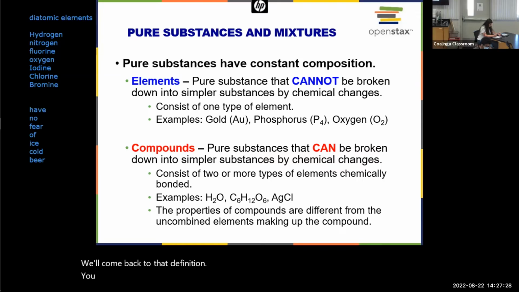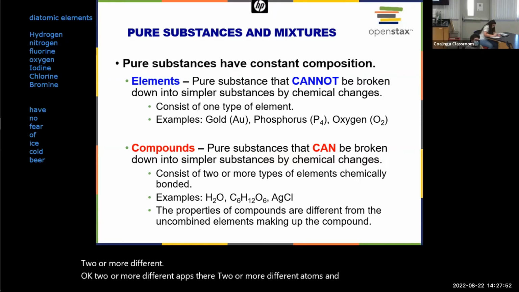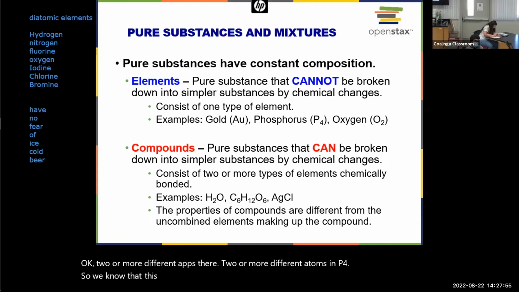So what is the definition of a compound? What do you think the definition is? Is it just two or more? Two or more different. Okay, two or more different atoms. Are there two or more different atoms in P4? No. Okay, so we know that this is a no. What about sodium? Two or more different atoms? What about sodium chloride? Yes. What about O3?